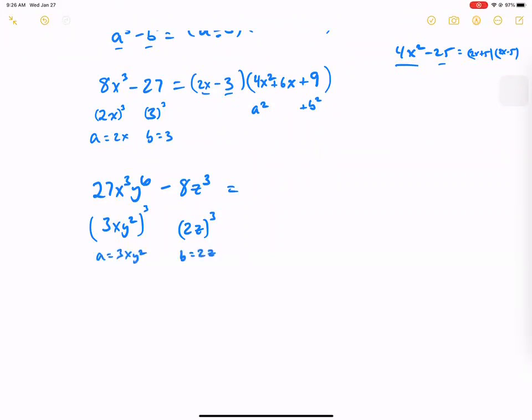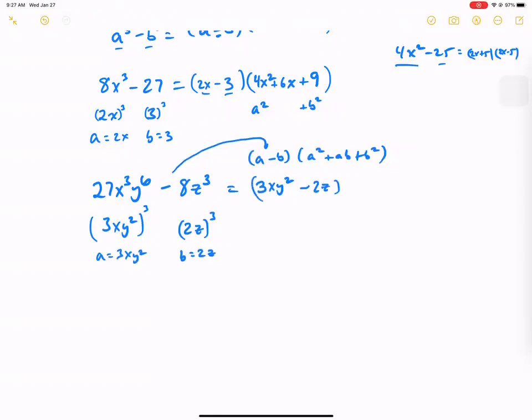This is just following the rule. So the rule is we copy a minus b, because if it's negative, it stays negative, and the rest is going to be positive: a squared plus ab plus b squared. Okay, so we're looking at 3xy squared minus 2z, right? That's our singles in the front.